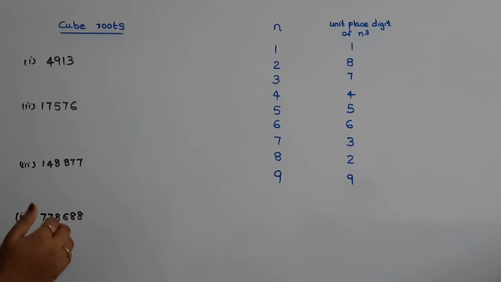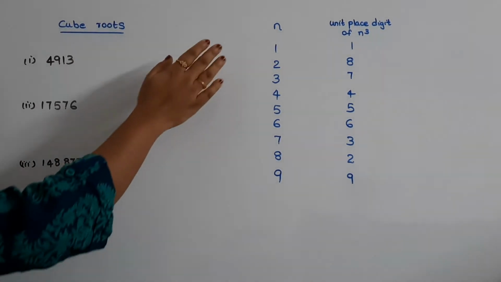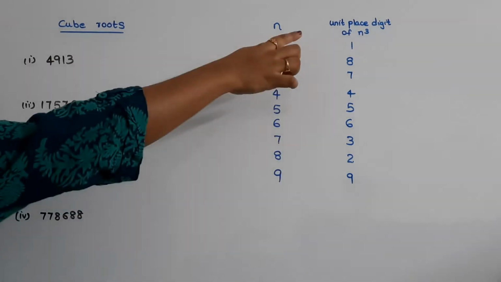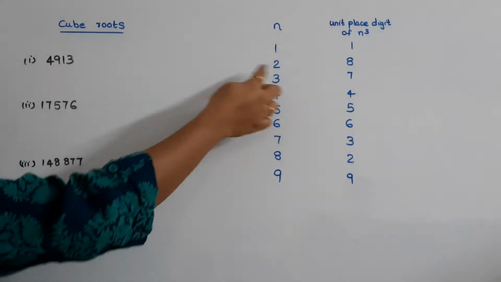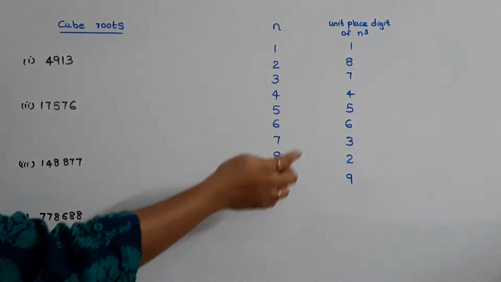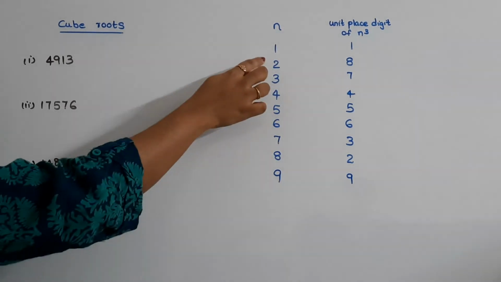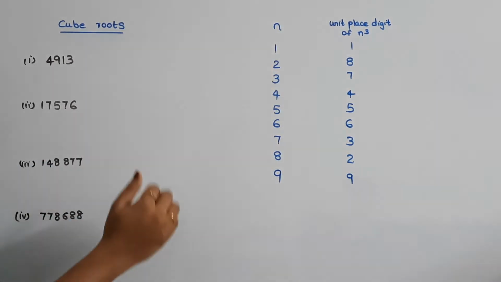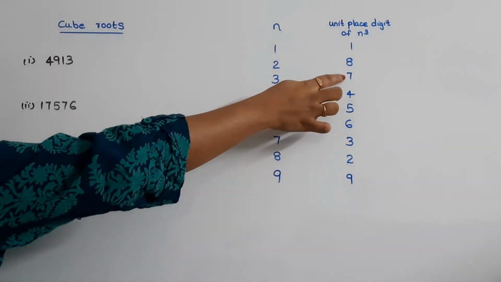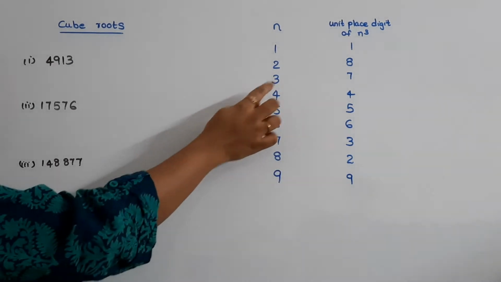Now let us see how to find out the cube root of numbers by the shortcut method. For that you need to remember this table. These are the numbers from 1 to 9 and these are the unit place digits of the cubes of these numbers. 1 cube is 1, so the unit place digit of its cube is 1. 2 cube is 8, so the unit place digit of its cube is 8. 3 cube is 27, so the unit place digit of its cube is 7. 4 cube is 64, so the unit place digit of its cube is 4.